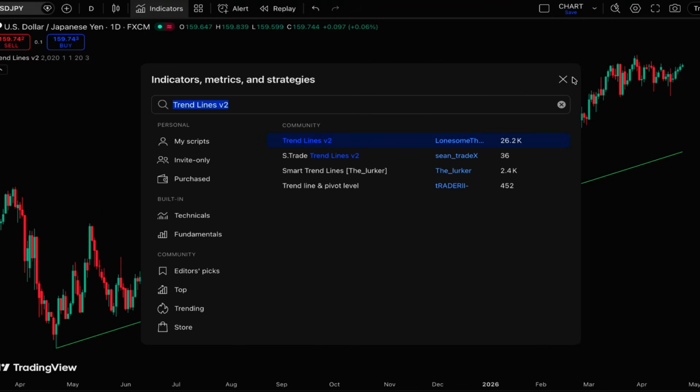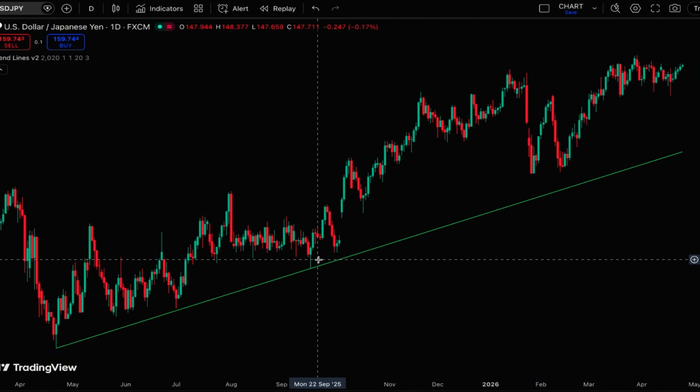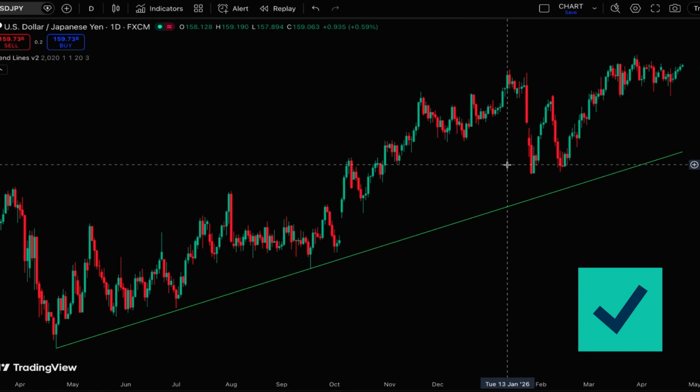Alright, when you add this indicator, if there is an identifiable trend based on the conditions that I explained earlier, the indicator tries to add the best trend line for the current trend of the market. This is useful to give you an idea if there is already a trend in the market or not.